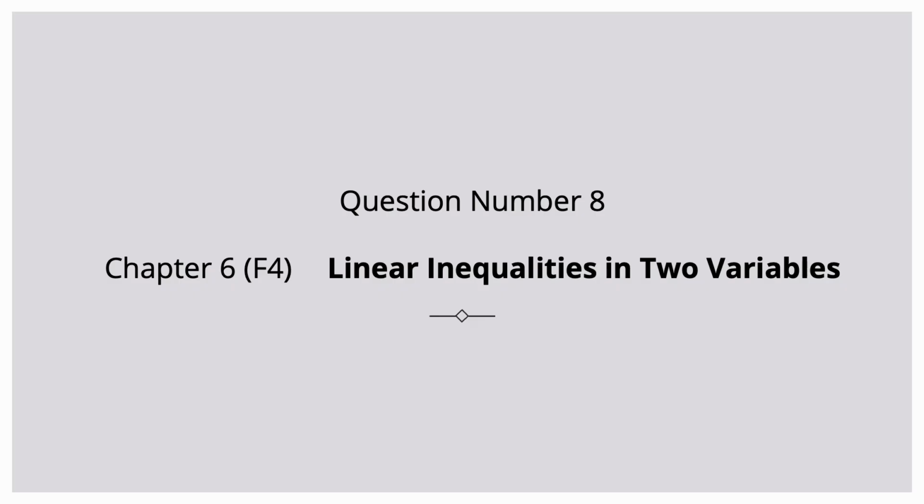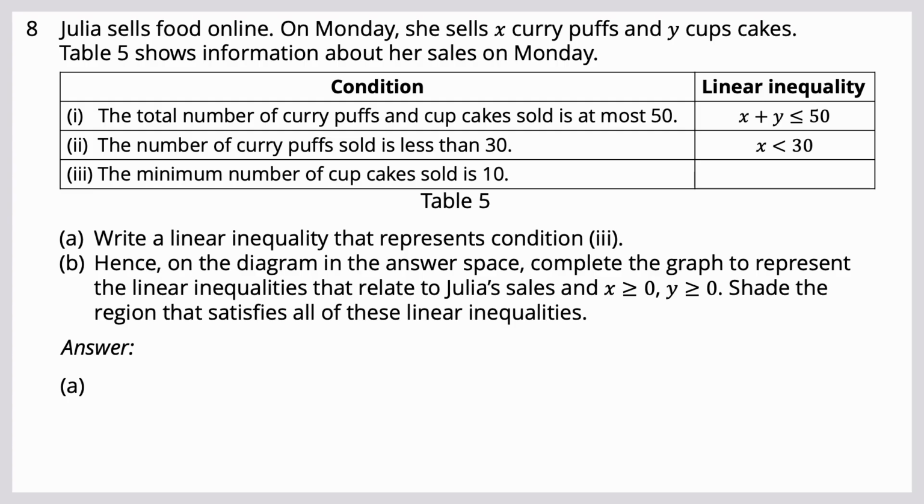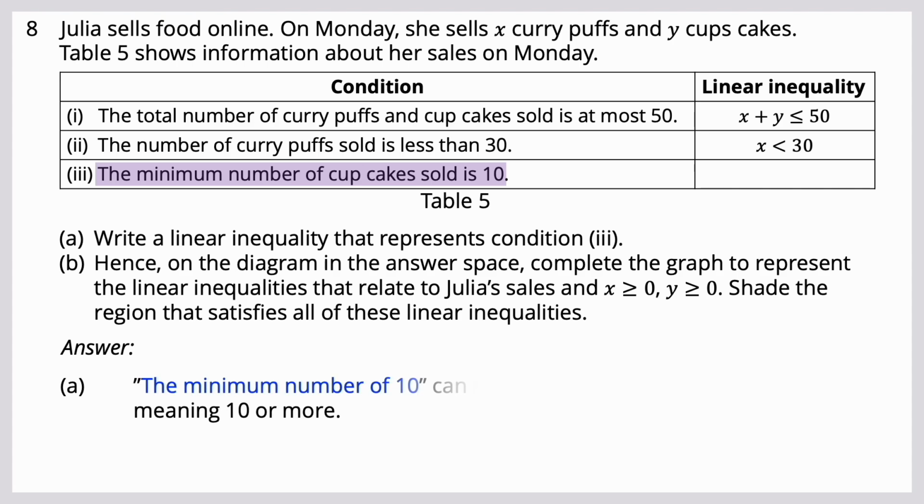Question number 8. A. Write a linear inequality that represents condition 3. Condition 3: the minimum number of cupcakes sold is 10. This means the number of cupcakes sold, which is represented by y, must be at least 10. The minimum number of 10 can be understood as at least 10, meaning 10 or more. So, the linear inequality is y is greater than or equal to 10.